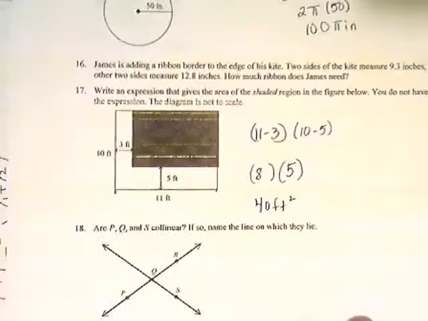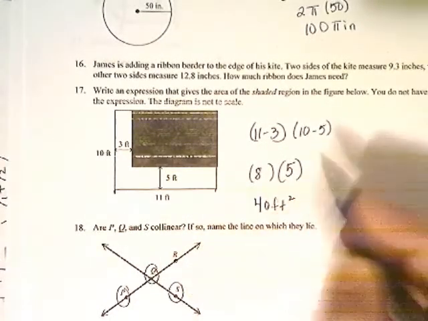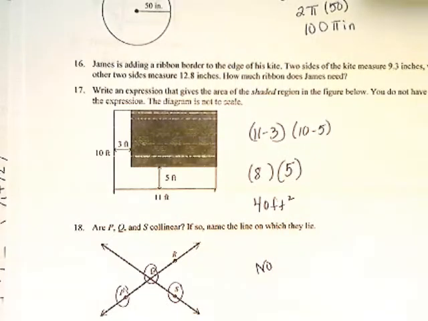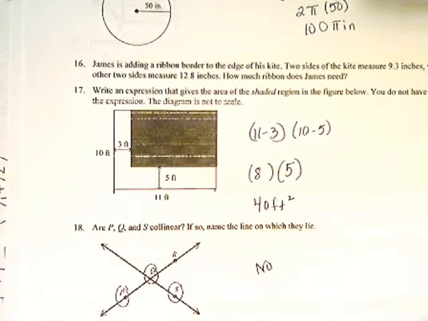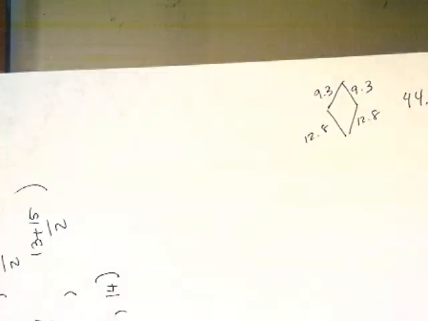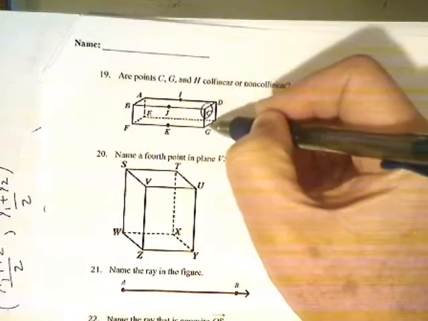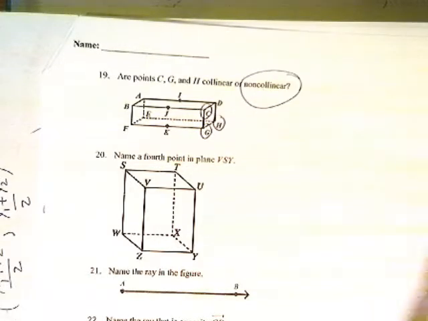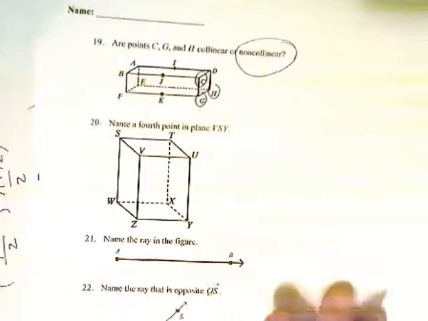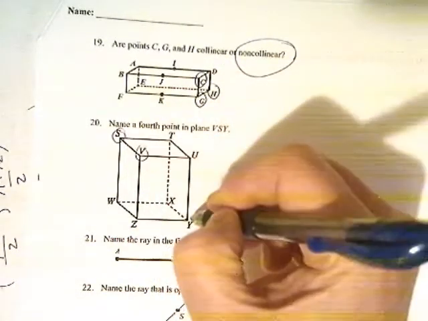Are P, Q, and S collinear? No, they're not all three collinear. Two of them are collinear at a time, but not all three. Number 19, are C, G, and H collinear or non-collinear? They are non-collinear. 20, name the fourth point on V, S, Y.